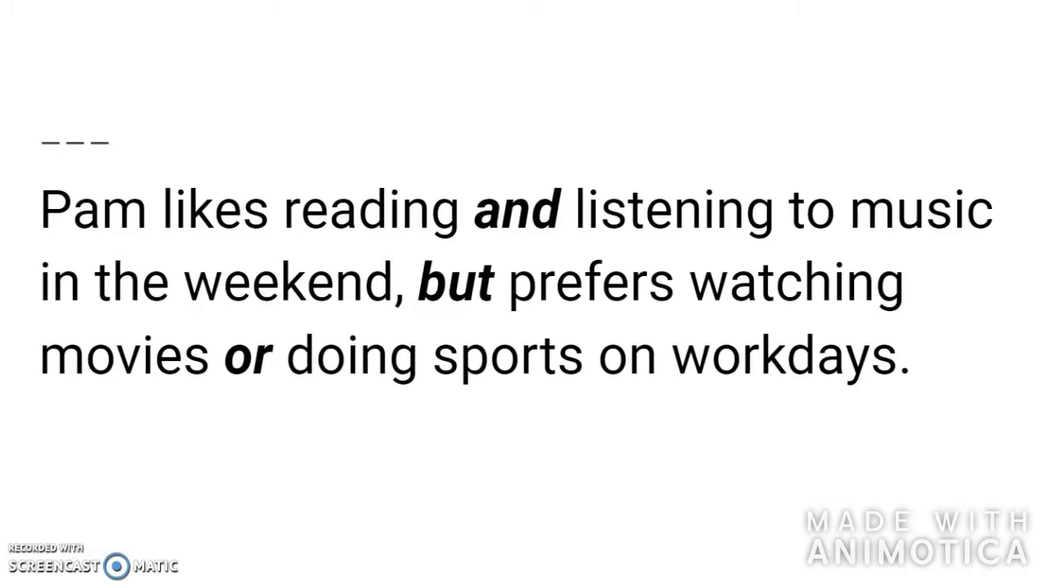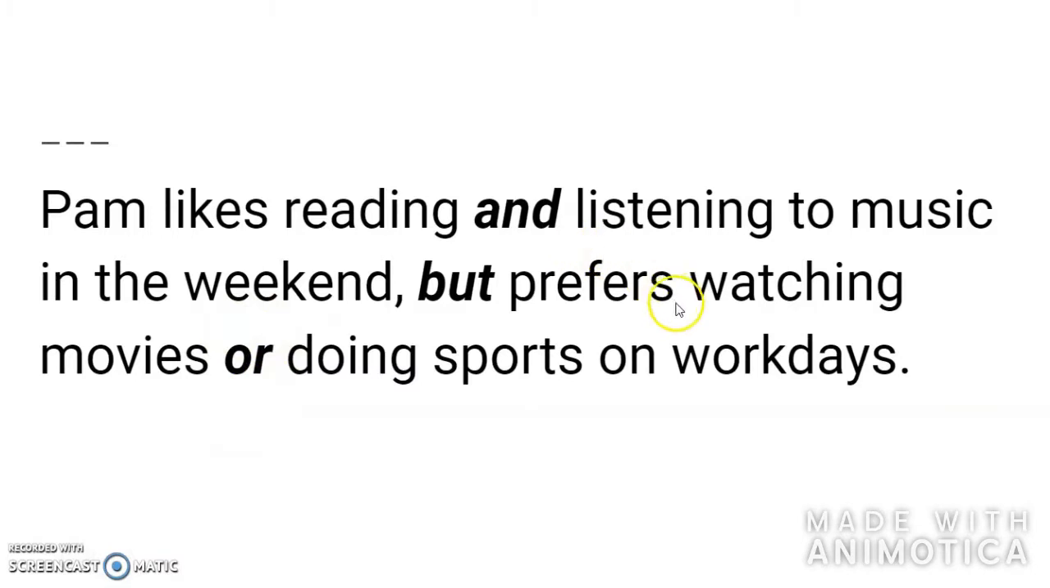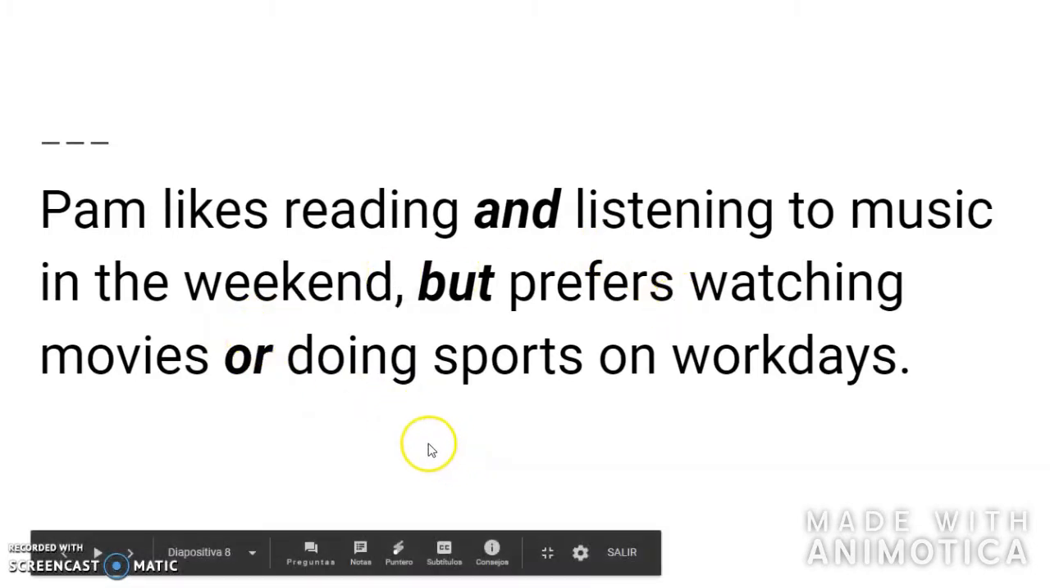Here the word "and" means in addition to, because we are saying that she likes reading and listening to music. The word "but" means on the contrary, because we are saying that she likes reading and listening to music, but she prefers watching movies or doing sports on workdays. And finally we have "or", which shows us alternatives: watching movies or doing sports.